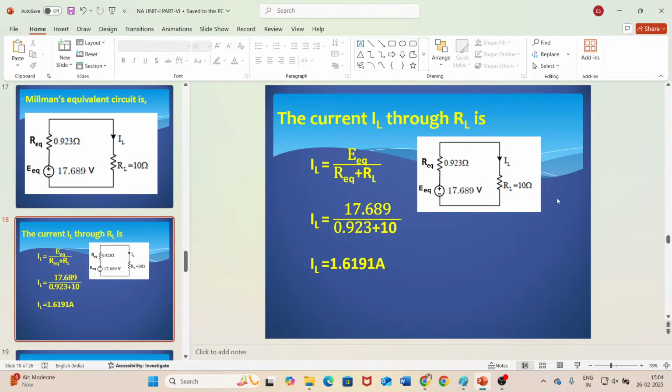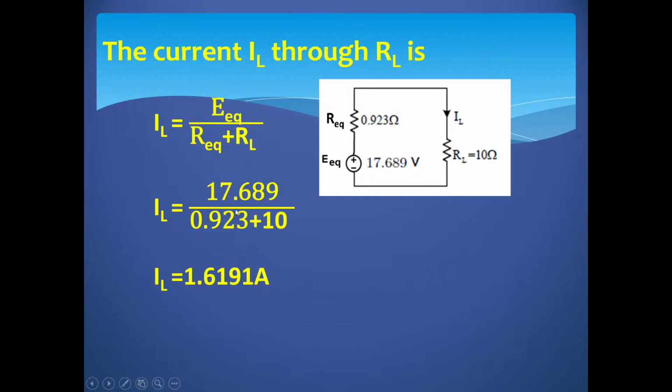Yeah, so earlier what I wrote, it was wrong. By mistake I wrote the E equivalent value here in the denominator. So this is E equivalent 17.689 divided by R equivalent 0.923 plus RL value 10. So IL is equal to 1.6 amperes. So that's it. This is about Milliman's theorem. I hope you have understood.